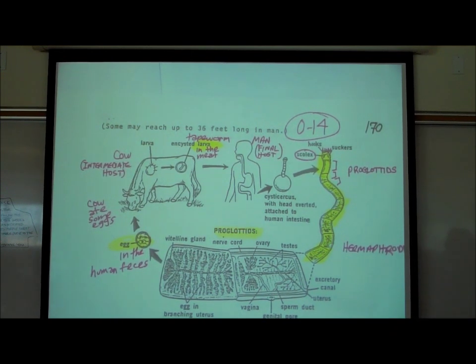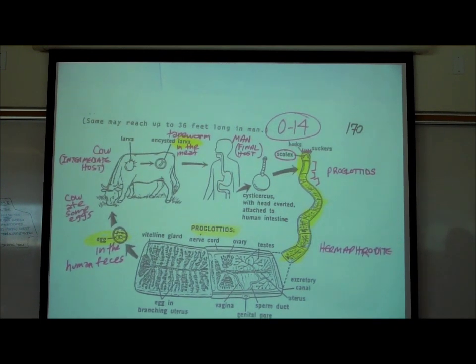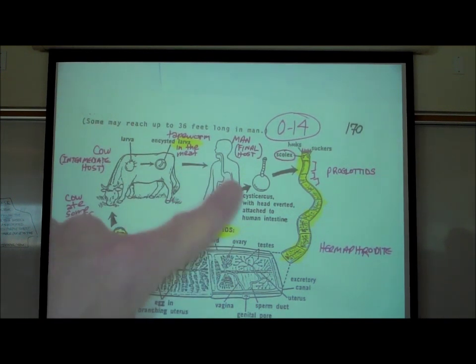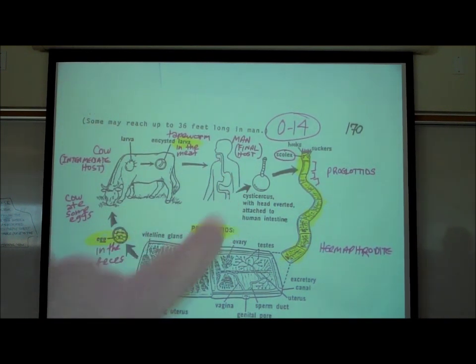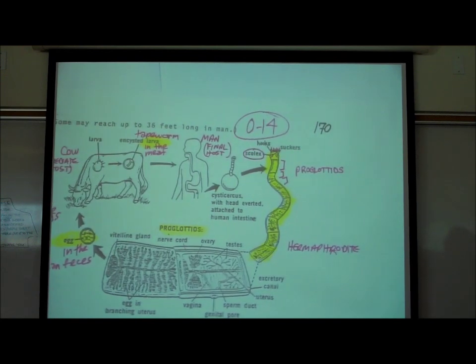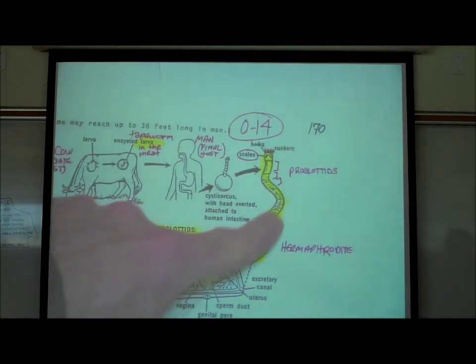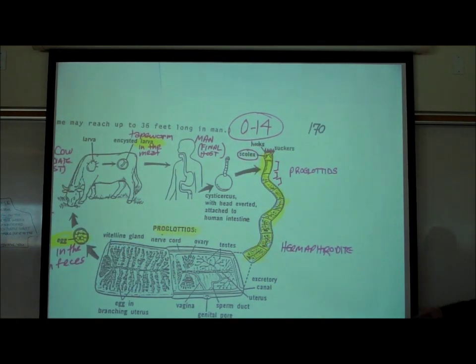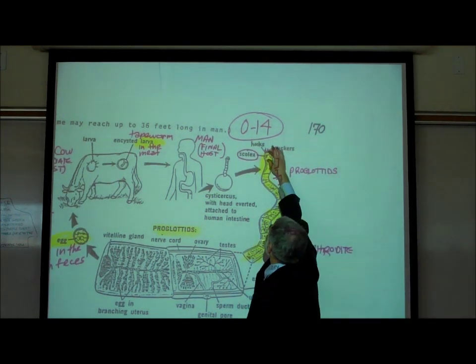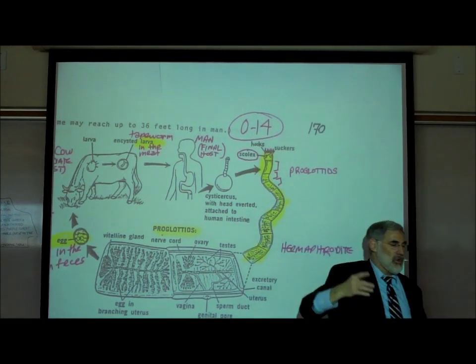All right, here's how this works. First of all, let's imagine that this guy has a tapeworm in his intestinal tract. What does it look like? It looks like this. That's the tapeworm. Now, the front end of the tapeworm is called the scolex.